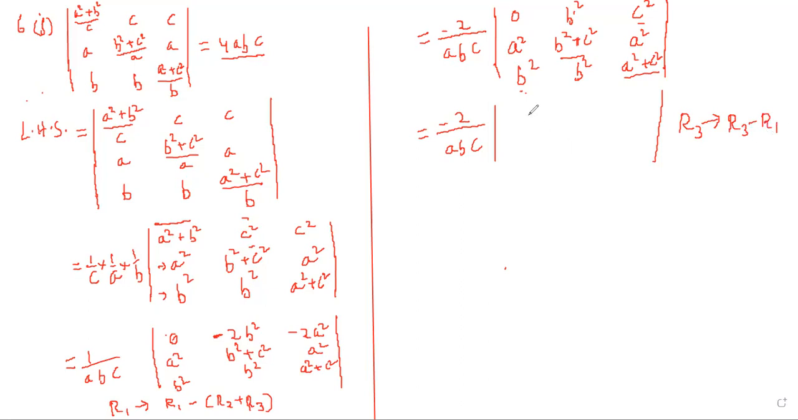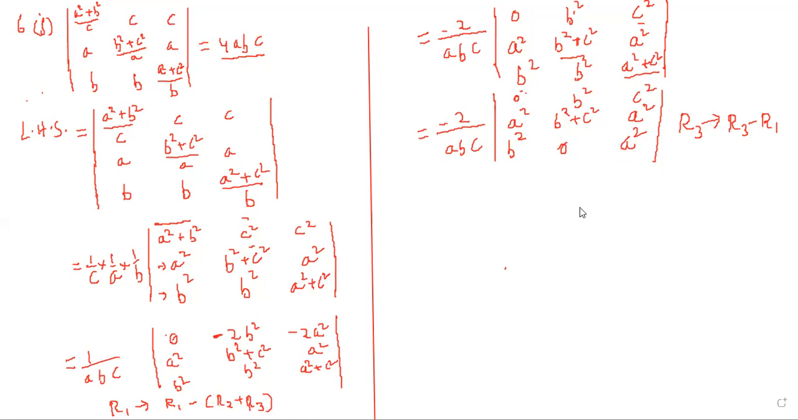R3 minus R1. So b square minus 0, b square. B square minus b square, 0. A square plus c square minus c square, a square. Only a single element is known. A square, then b square plus c square, then a square, 0, b square, c square.